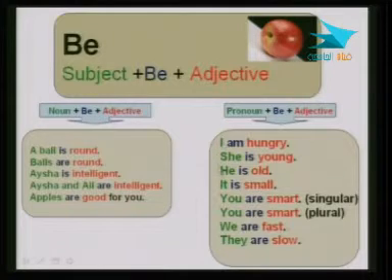So all of these in green are pronouns. And these words here are the verb be, and they are in blue color: am, is, are, and of course all of these. And the red color words are the adjectives: hungry, young, old, small, smart, fast, and slow.